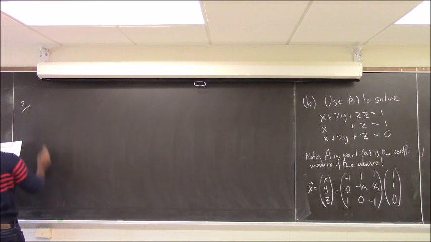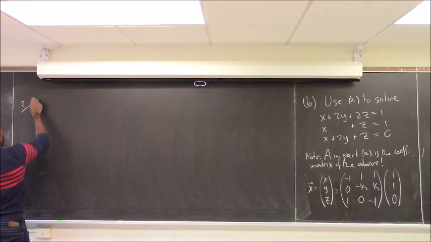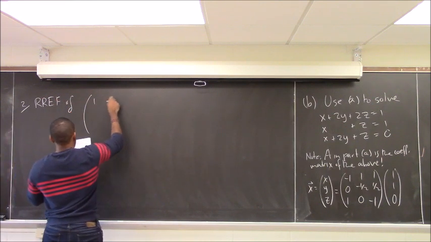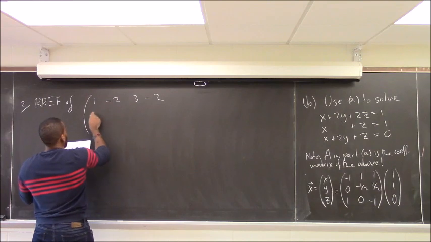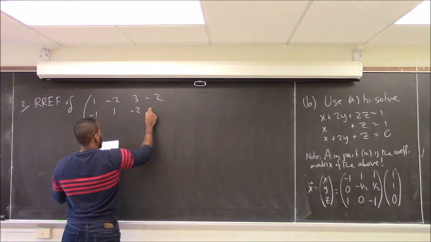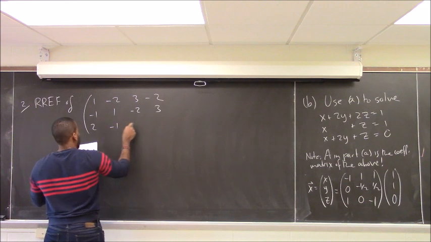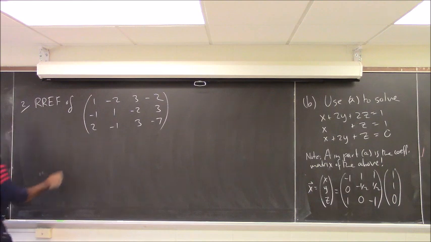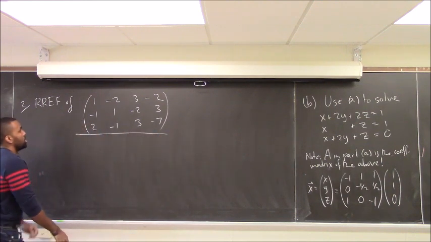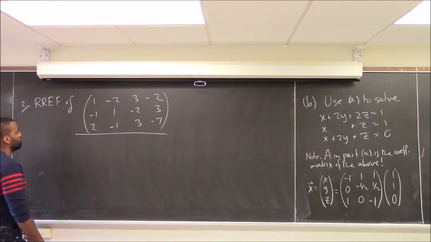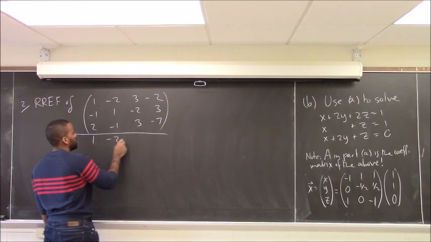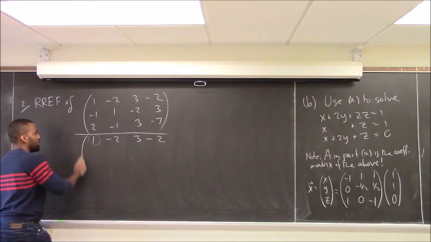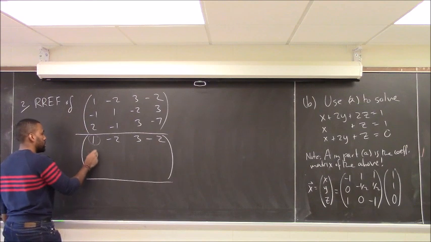Okay, 2. Find the reduced row echelon form of this matrix. 1, minus 2, 3, minus 2. Let's do this again. What do we want to do here? Well, that guy's already in a nice position because he has the 1 here. So to be efficient, the very next thing I do should give me a 0 here and a 0 here.